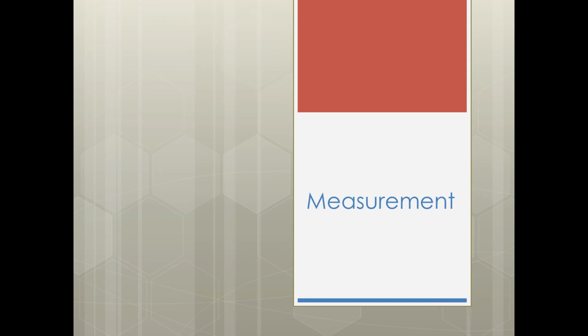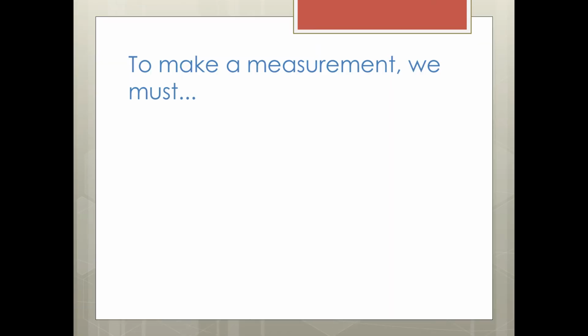Unit 1 introduction, measurement. Okay, in order to make a measurement, we must first what? It's on your sheet. What's the first thing? You've got to know what you're trying to measure. Okay. What's the second bullet point? Now that seems pretty straightforward, but it really is very important if you think about it. You must have a standard.